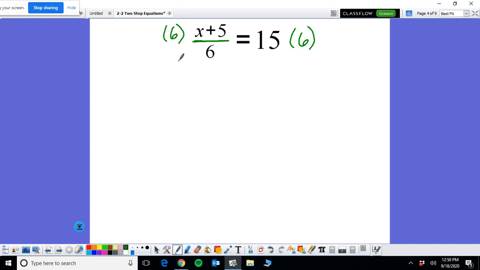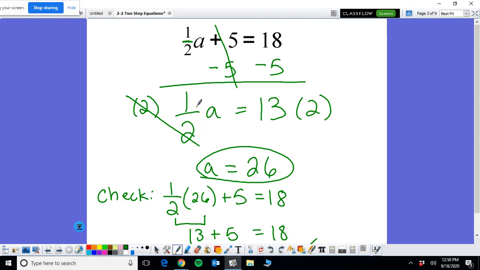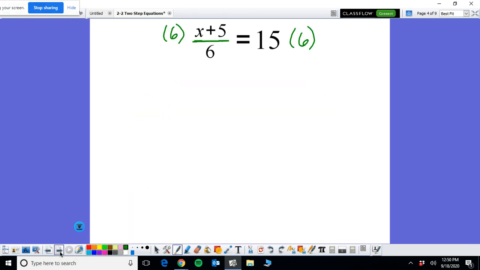Now what's going to happen over here is a lot like what happened back over here. See right in this area? The 2's canceled. Well, in this case, the 6's will cancel. And what happens is this x plus 5 is going to drop. So x plus 5 is equal to 90. 15 times 6 is 90. All right. We are almost there, a very basic equation now.